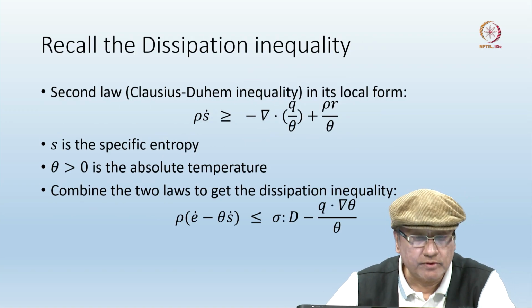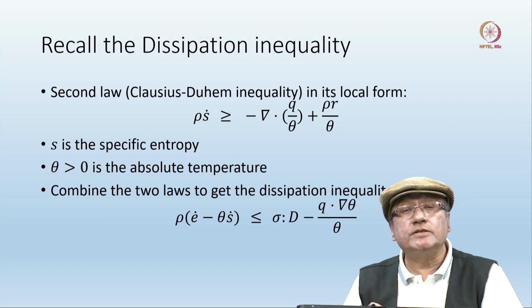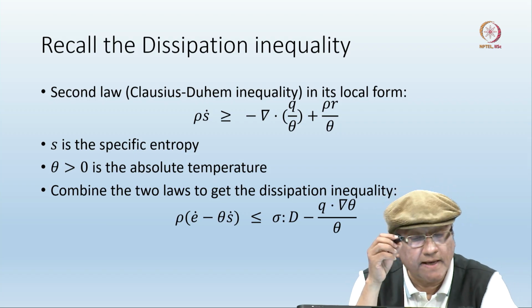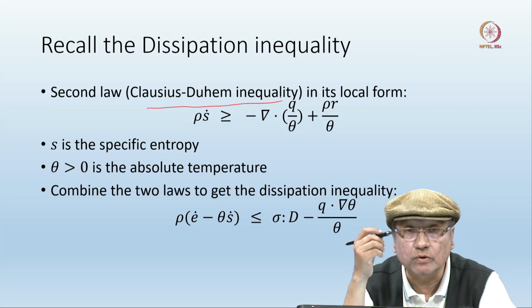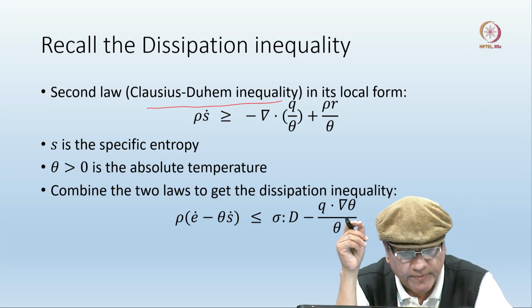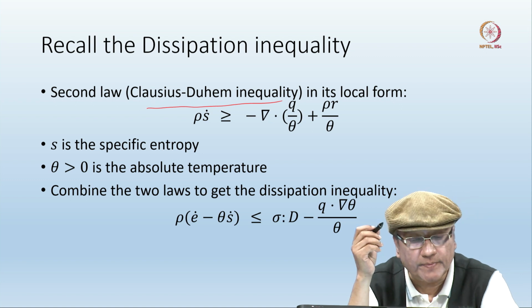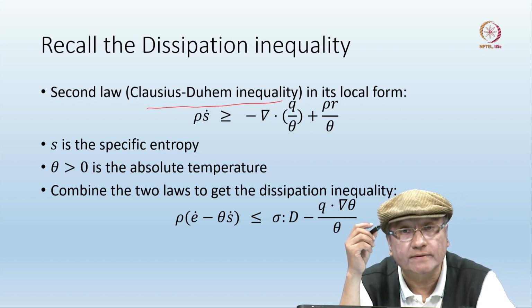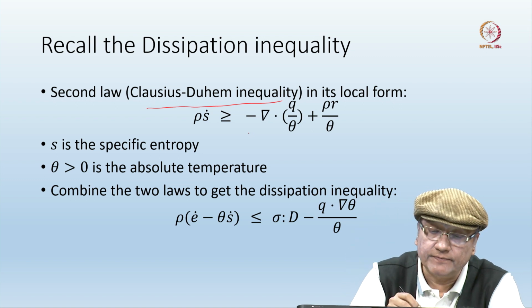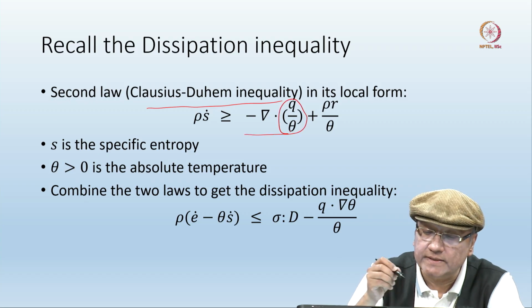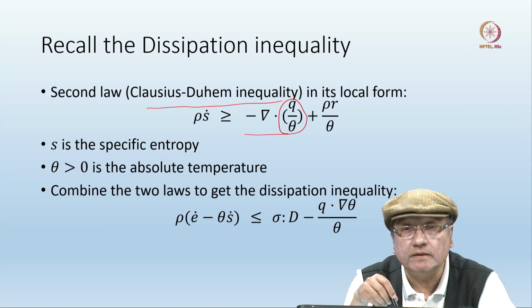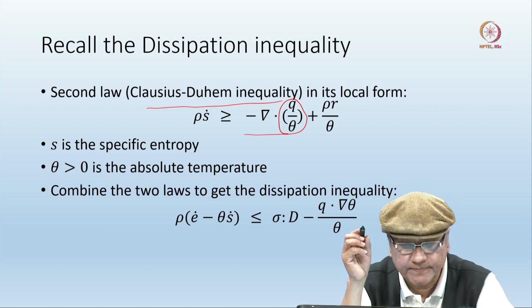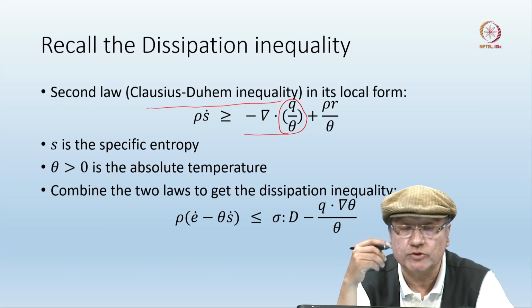Right, so we are ready to go further. Also recall the second law, which is also called the Clausius-Duhem inequality in its local form. If S denotes the entropy, or the specific entropy, then rho S dot must be greater than or equal to minus the divergence of q by theta, and added to it must be the term rho R by theta. Theta is the absolute temperature, and it has to be greater than 0.